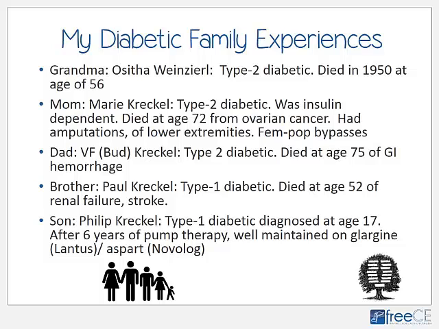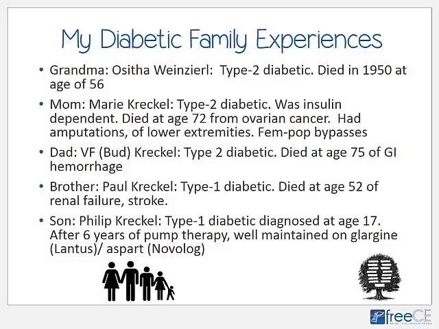I'm going to start out with my grandma, Ositha Weinzierl, 100% German girl. She was a type 2 diabetic. She died in 1950 at the age of 56, and she probably died of kidney failure. We're going to talk about her daughter, my mom, Marie Kreckel. Mom was a type 2 diabetic. She was insulin dependent when she died. She died at age 72 from ovarian cancer, but she had 2 lower limb amputations. She had the FemPop bypasses, and eventually they amputated both legs because of her uncontrolled diabetes.